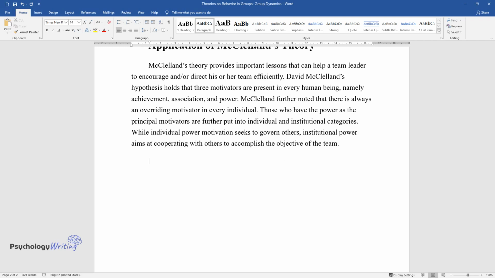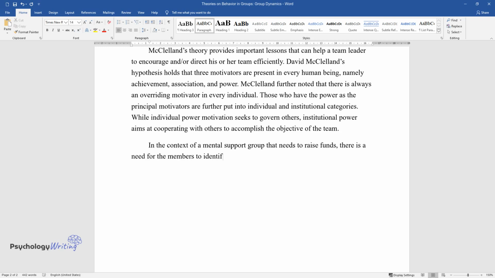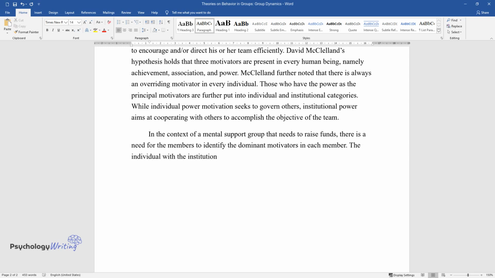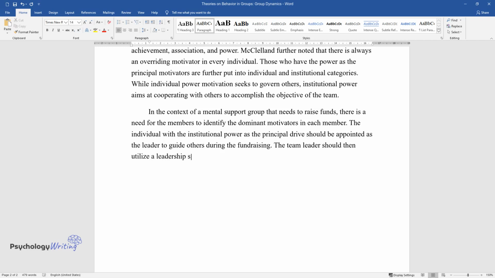While individual power motivation seeks to govern others, institutional power aims at cooperating with others to accomplish the objective of the team. In the context of a mental support group that needs to raise funds, there is a need for the members to identify the dominant motivators in each member. The individual with institutional power as the principal drive should be appointed as the leader to guide others during the fundraising. The team leader should then utilize a leadership style that will accommodate the features of different motivators.